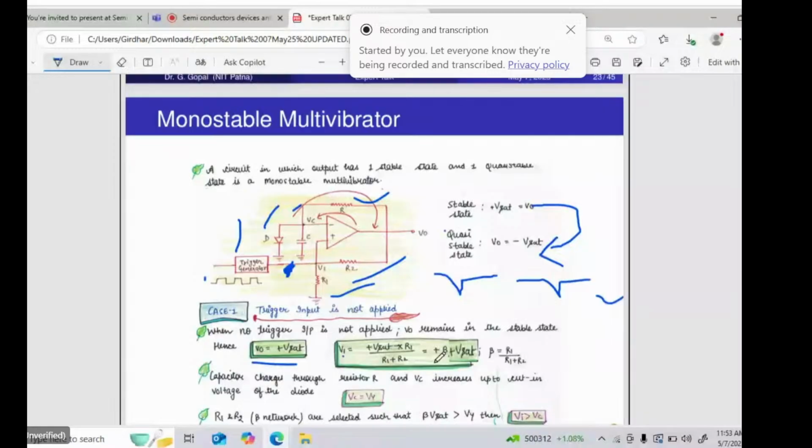Now this is the first case you are considering, right? Now what is the nature of the capacitor in this case? This capacitor will charge through this resistance R.